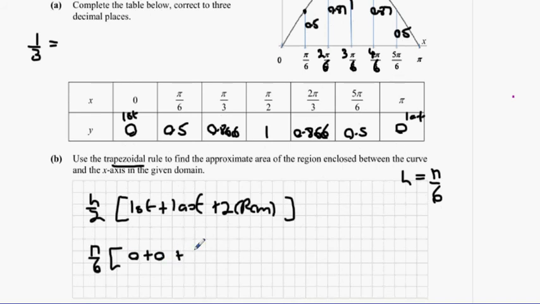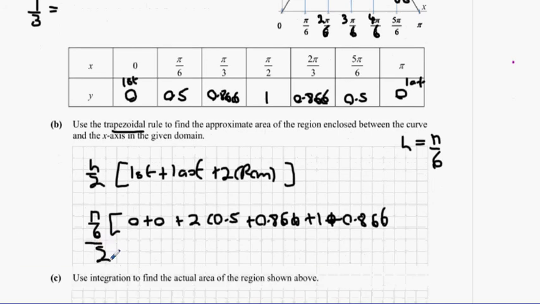Plus 2 times the remainder, so we're going to add the 0.5 to the 0.866 plus the 1 plus another 0.866. Then pi over 6, divide that by 2. Yes, you're right, David. It's h divided by 2, so it's pi over 12. Okay? 0.866 and then plus your 0.5.